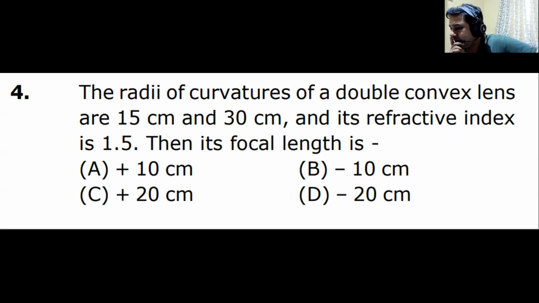What are the two options that are not possible? I hope you can see the question on your sheet. Question number 4 from your sheet. Which two options are not possible? Sir, B and D not possible. B and D are not possible.